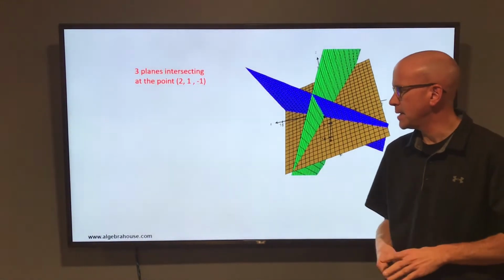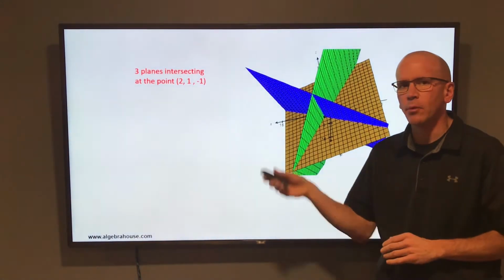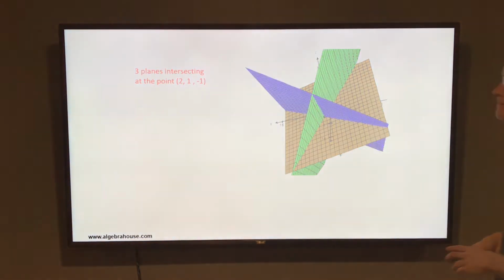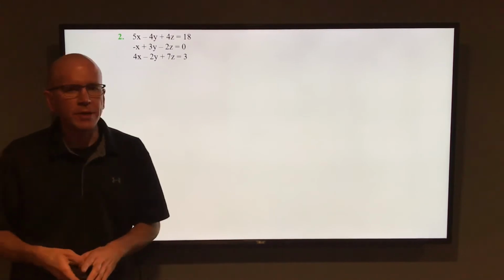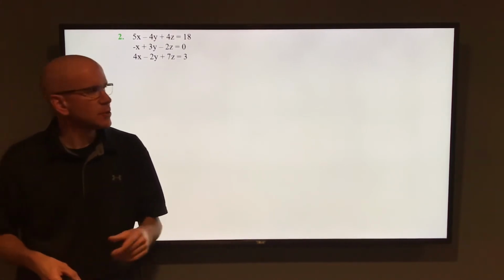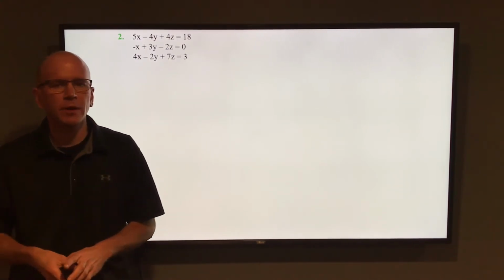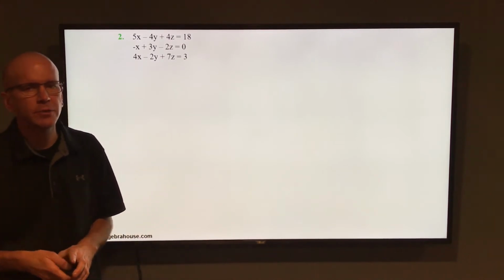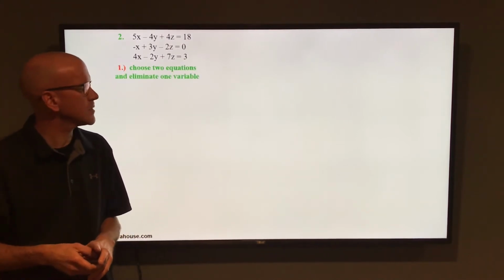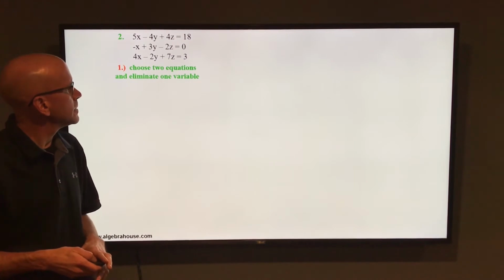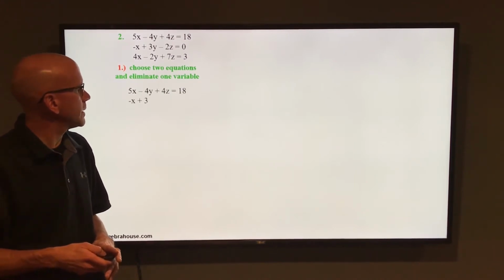So that is an image of three planes intersecting at the point 2, 1, negative 1. We'll solve this system of three equations and three variables. First step is to choose two equations and eliminate one of the variables. It does not matter which two equations you choose, and it does not matter which variable you eliminate. So for this, I'm going to go with the first and second equations.